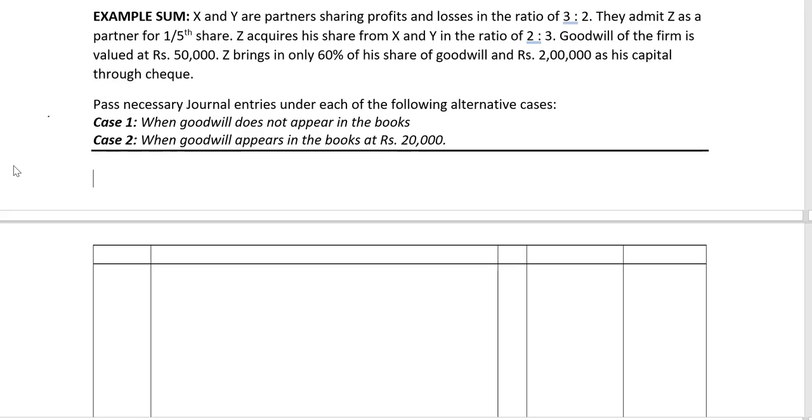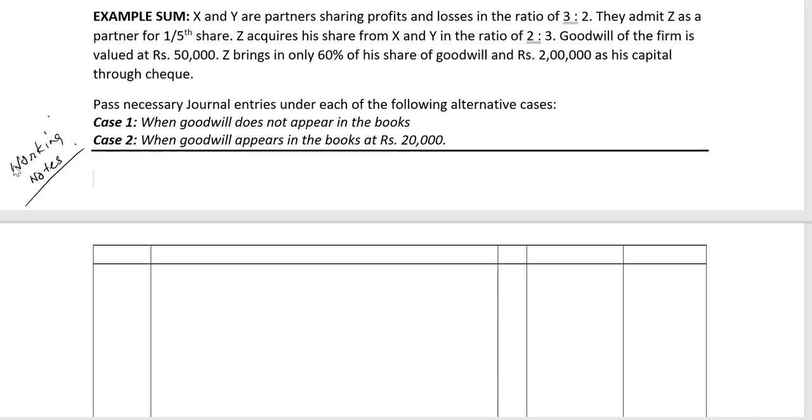So let's do the working notes first. To find out Z's share of goodwill: Z's share of goodwill is equal to the firm's goodwill multiplied by Z's share, which is equal to rupees 50,000 multiplied by 1/5, or rupees 10,000.